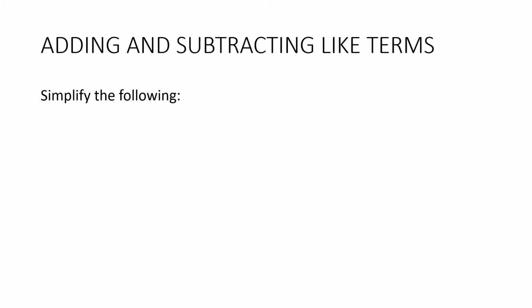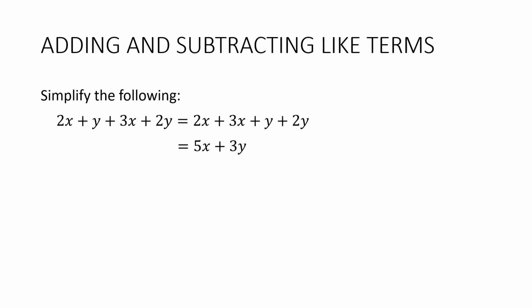Okay, we're going to move away from the chocolates. Simplify the following. Here's the first question. 2x plus y plus 3x plus 2y. We can actually rearrange those and put the x's together and the y's together, and if that makes it easier for you, then do that. 2x plus 3x is 5x. y plus 2y is 3y. Don't forget the plus sign in between. That's a common error.